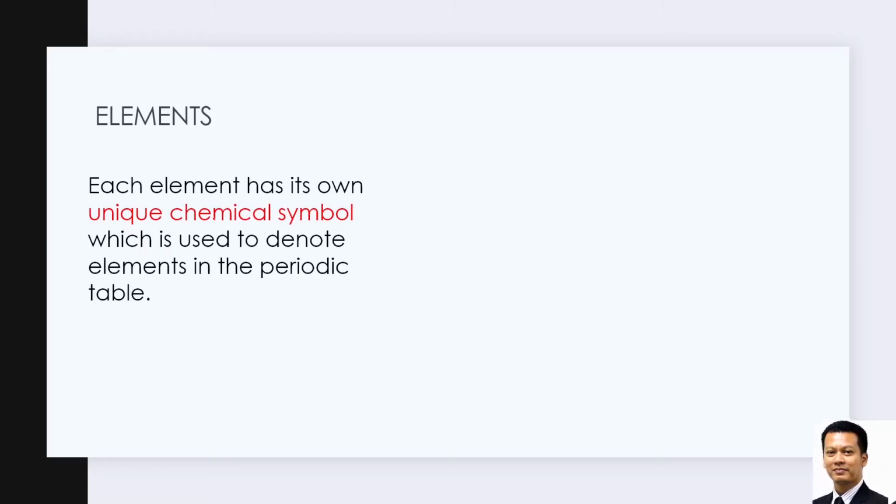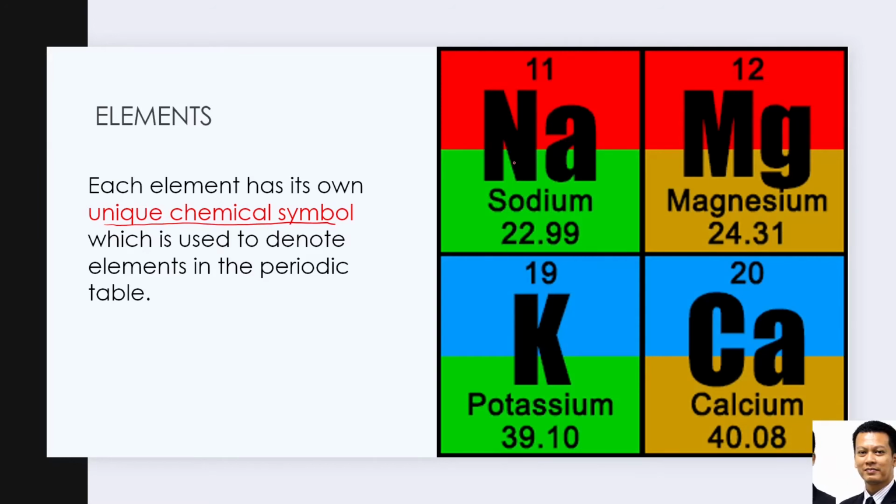Each element has its own unique chemical symbol to differentiate from each other. For example, if it is sodium, the chemical element symbol is Na. If it is magnesium, we write down Mg. Potassium, K, not P. P is phosphorus. So potassium is K. And calcium, Ca. So each element has its own unique chemical symbol, and it is placed in the periodic table.